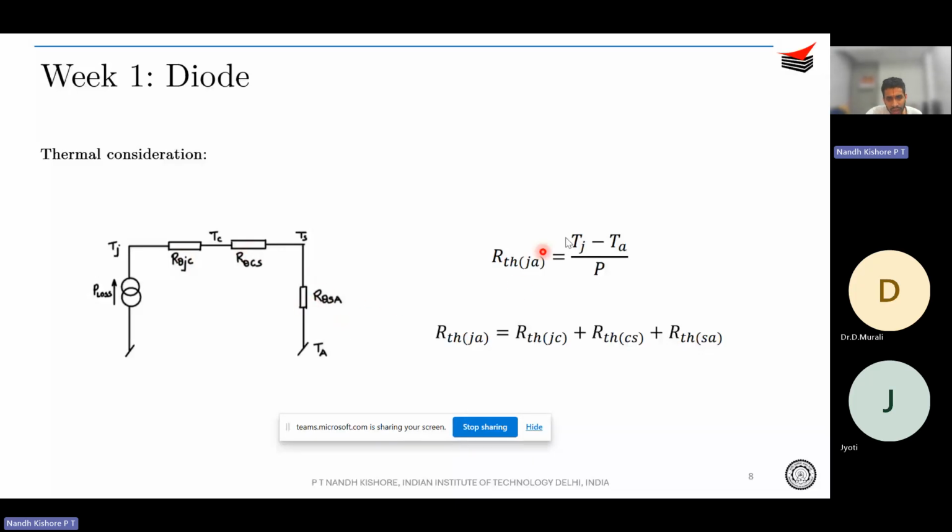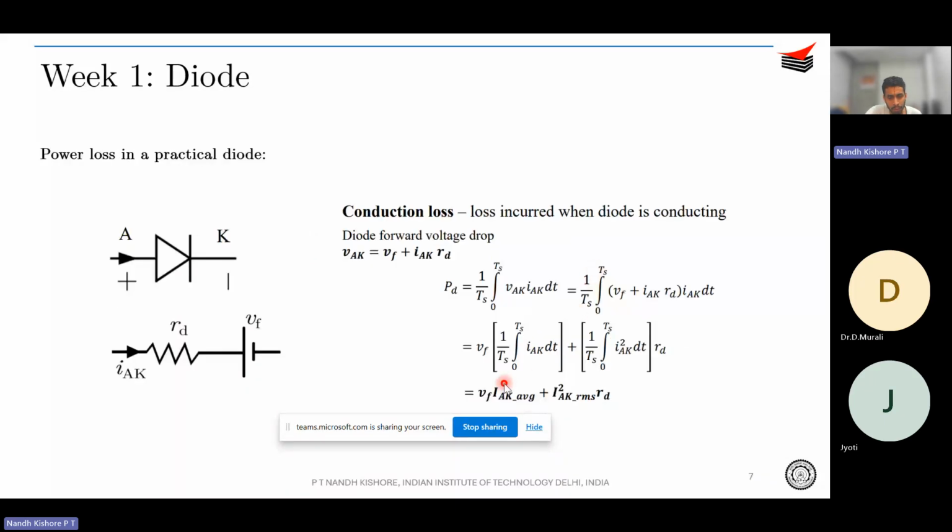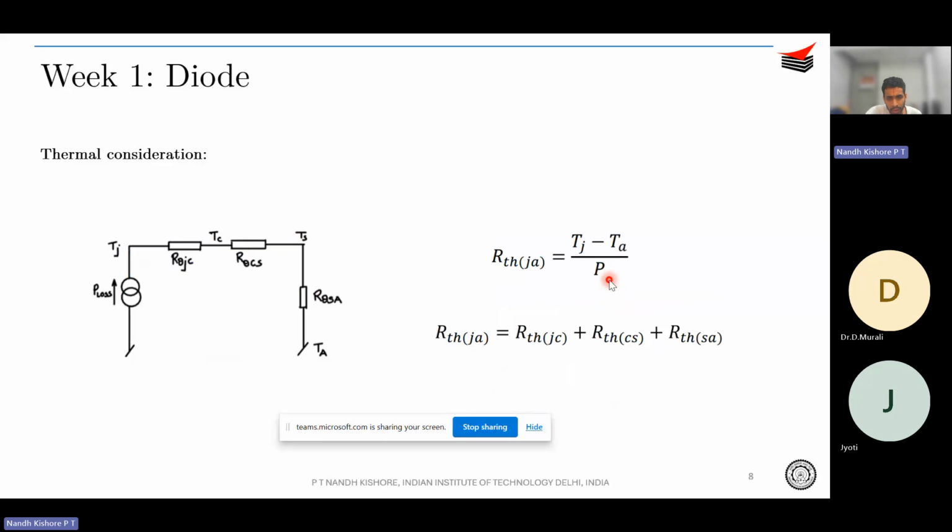Given any of these parameters, you can of course find out the other. So let's say they specify that the Tj should not exceed 120, given your Ta is 40, right? And the power loss is known. You just calculated the power loss on the previous slide. You know the power loss, Tj, Ta are specified, and you will know from the device data sheet what the junction to case resistance or the sink to ambient resistance is. Then you can find out the unknown quantity using the thermal chain over here.